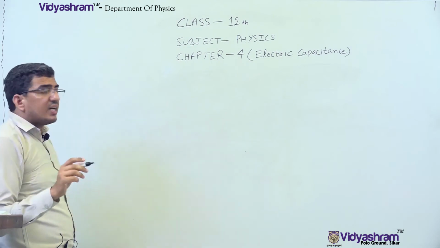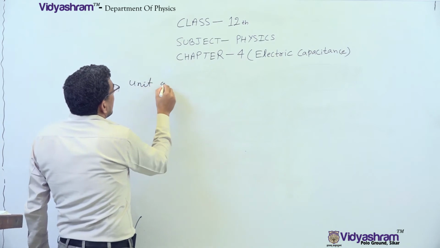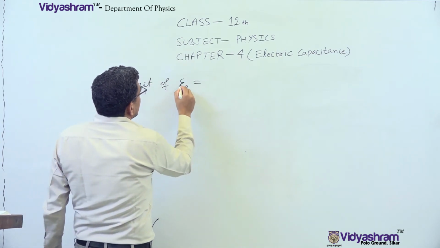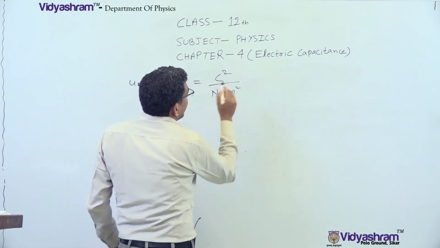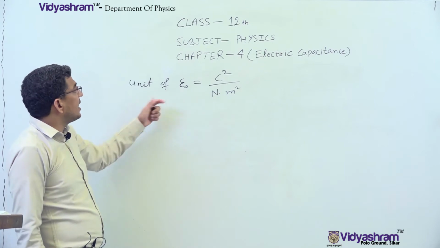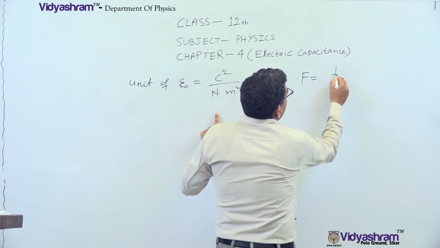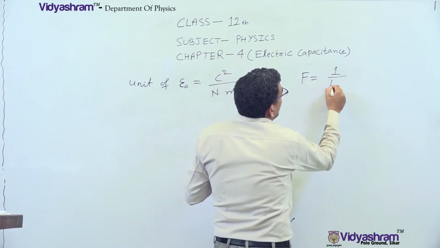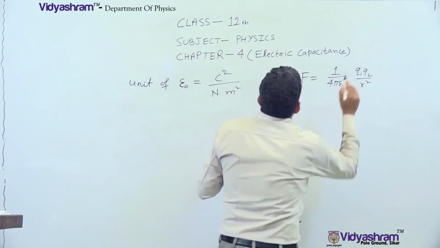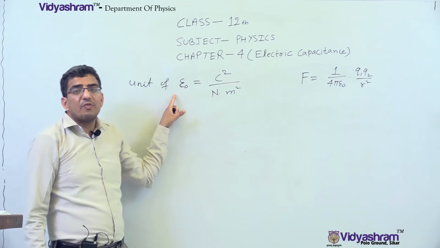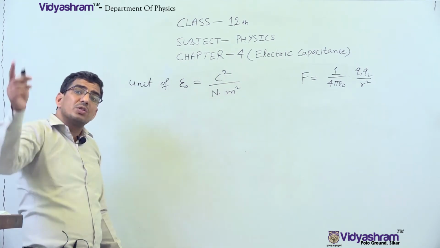In the previous lecture, I told you that one unit of epsilon naught is Coulomb square per Newton meter square. This unit comes from the formula of electric force: F is equal to 1 upon 4 pi epsilon naught Q1 Q2 upon R square. So the unit of epsilon naught is Coulomb square per Newton meter square.